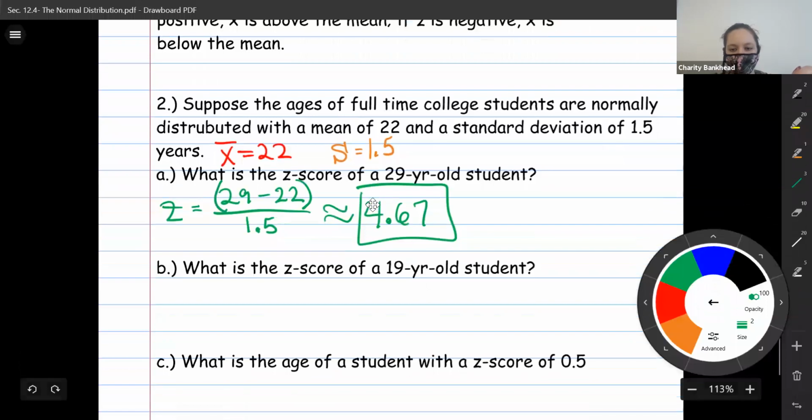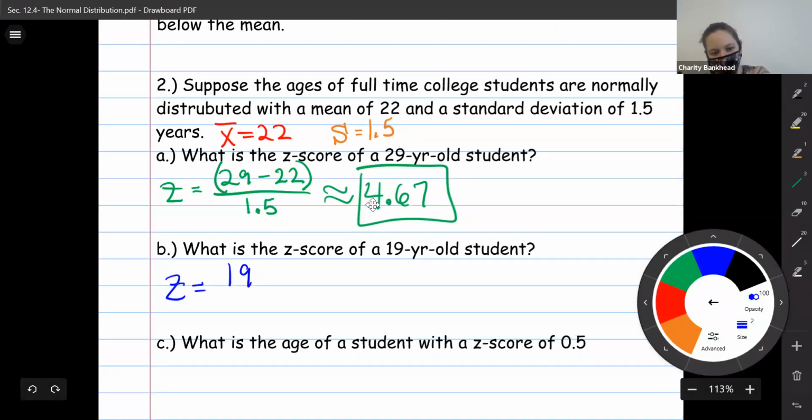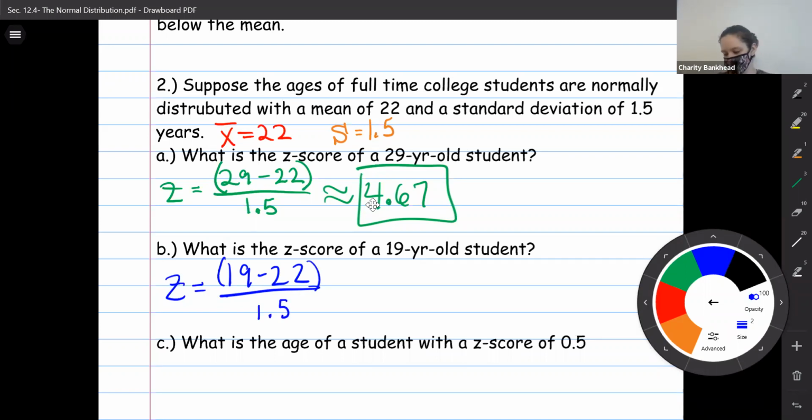What is the z-score of a 19-year-old student? So 19 minus 22 all over 1.5. That equals -2.